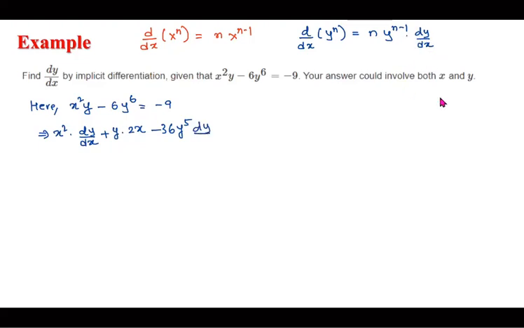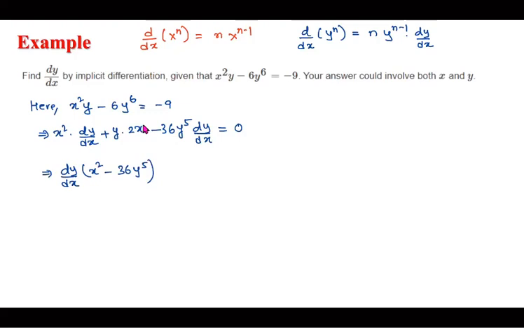Dy over dx is equal to the derivative of negative 9, which is 0. So what we did is we differentiate on both sides with respect to x. Okay. Now in the first term and the third term, we have dy over dx common. So we can factor that out, dy over dx out. So from the first, we have x squared. And from the third, we have minus 36y to the 5.